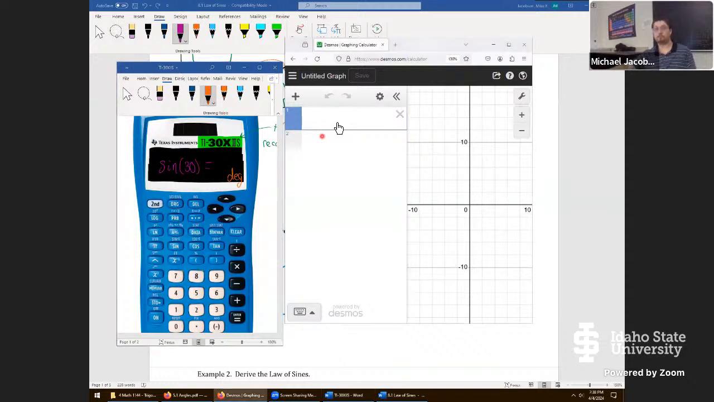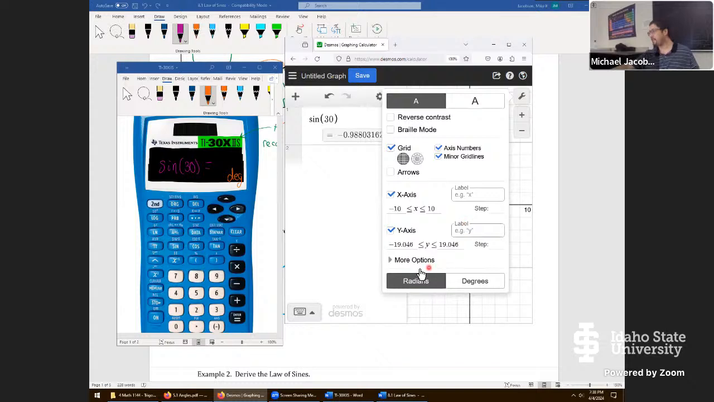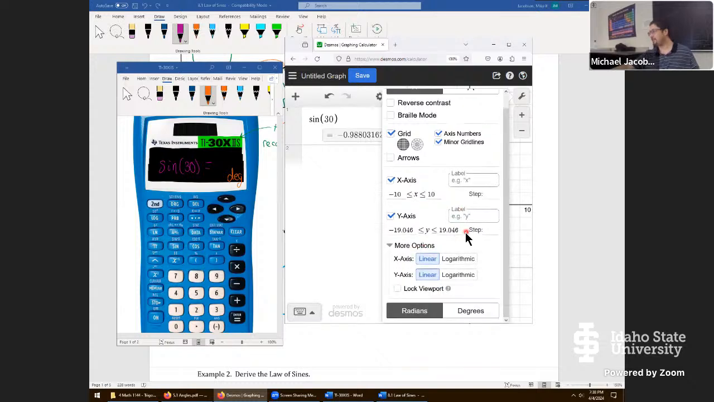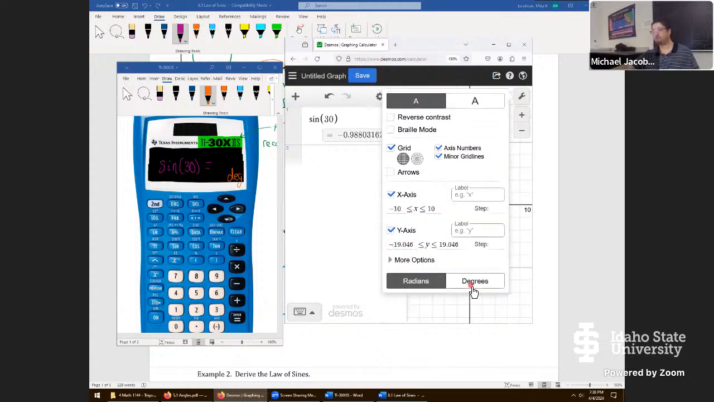For my calculator over here, this is what it's going to look like. Sine 30, and you can tell right away that's completely wrong, right? It's not negative 9.8803. If your calculator is saying that, you are in radian mode right here. You need to put in something else. In my calculator, I have to come down here to more options, and it's the toggle right here for Desmos.